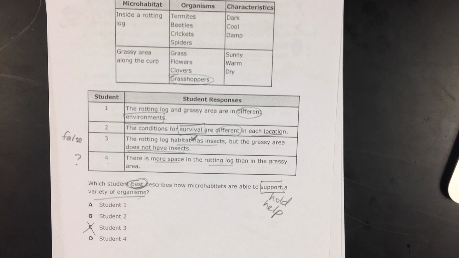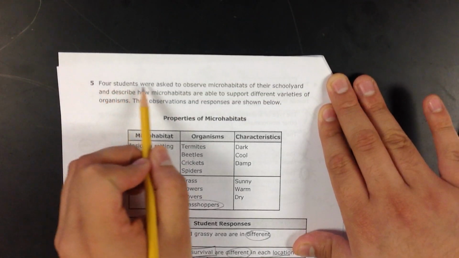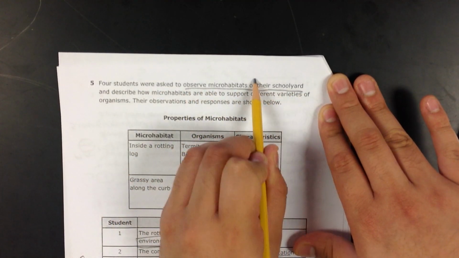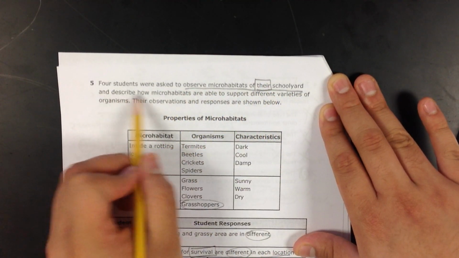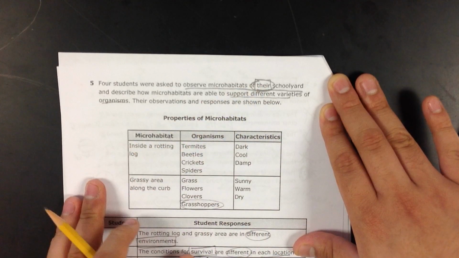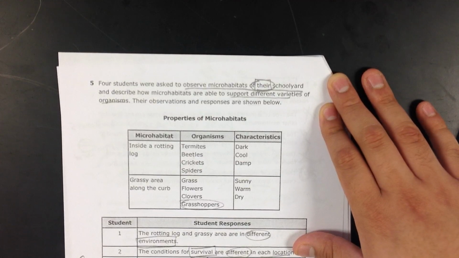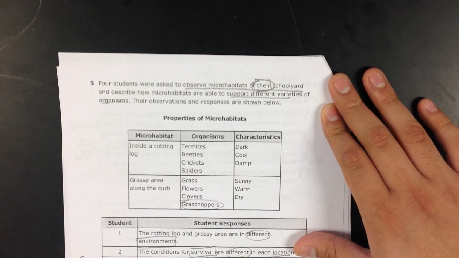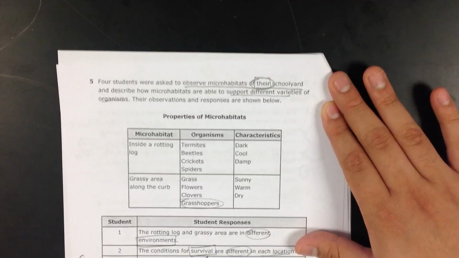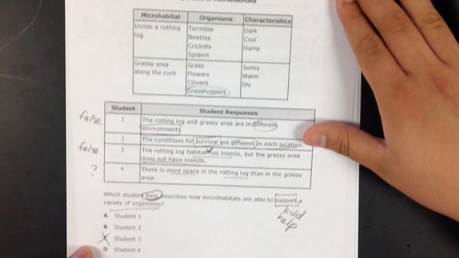Student number 1 says the rotting log and grassy area are in different environments. But if you remember up here, it told you that 4 students were asked to observe microhabitats of their school yard and describe how the microhabitats are able to support the different varieties of organisms. Their school yard. I don't think the schoolyard is very large, over acres and acres, over states, or even countries, where you could possibly be in a different environment. So number 1 is a false statement as well. I'm going to cross off A.